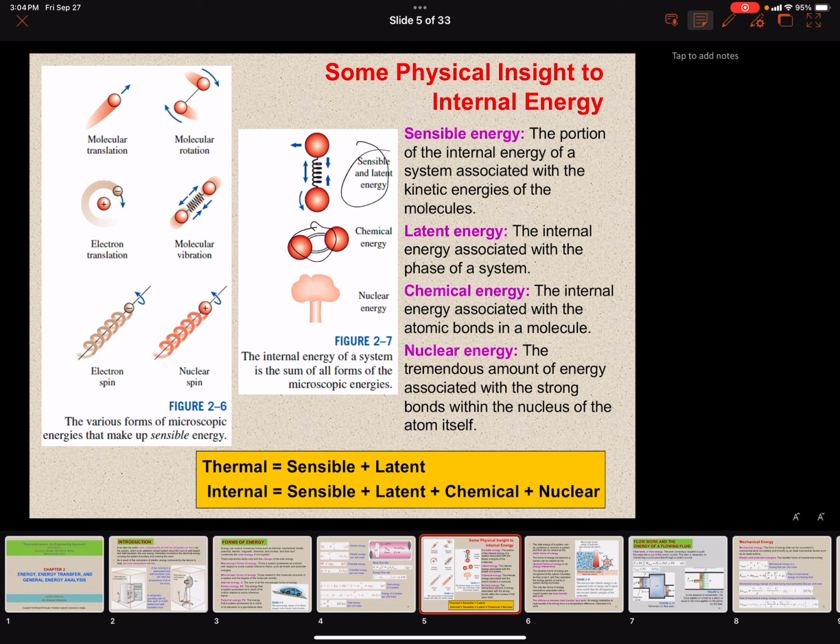And here are examples of the sensible and latent energy, like this one, and this is for the nuclear energy. Here, sensible and latent energy means thermal, it's heat, related with temperature. But all of these four types are internal energy.